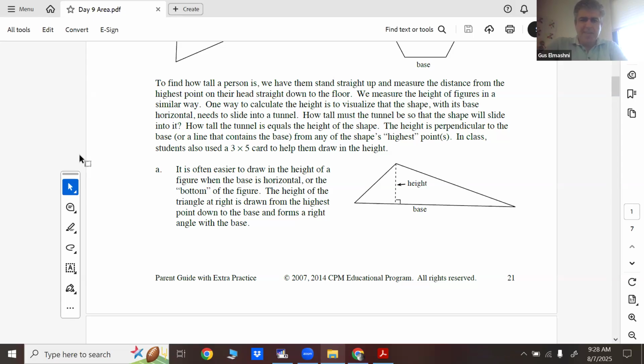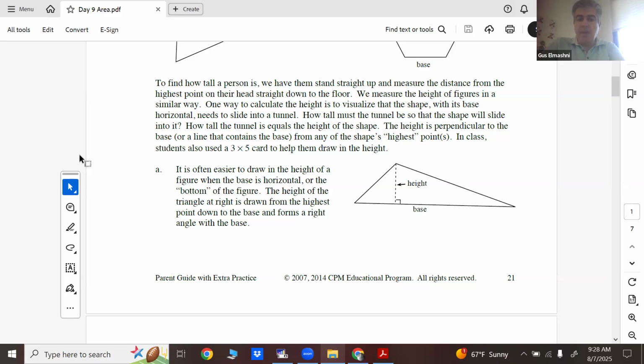Yeah, I don't think we'll do that activity, but you get the idea. Like, essentially it's just you're drawing a perpendicular segment from the opposite corner down to the base. That's all it is. And I'll read the next part. It's often easier to draw in the height of a figure when the base is horizontal, right? As I said, make it easy when the base is horizontal or the bottom of the figure.